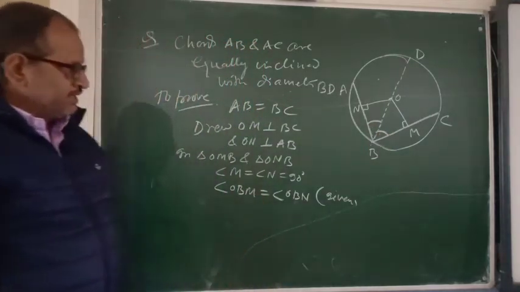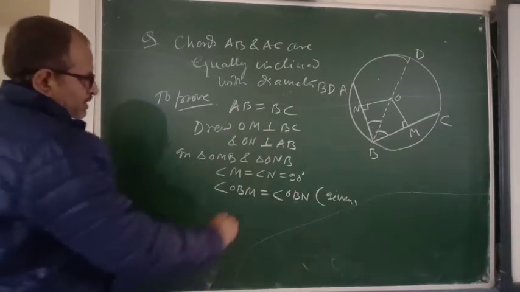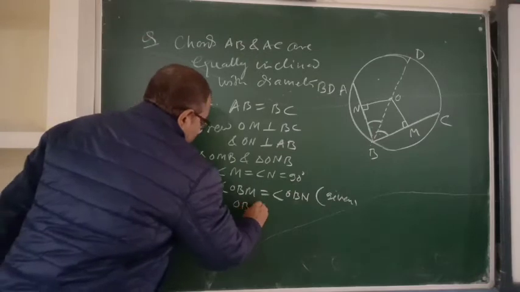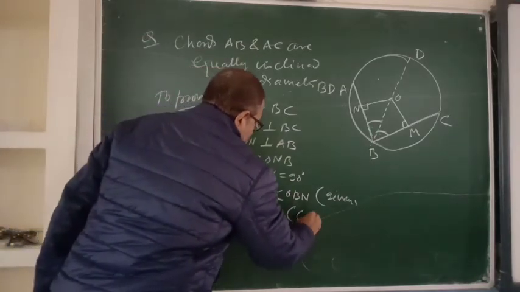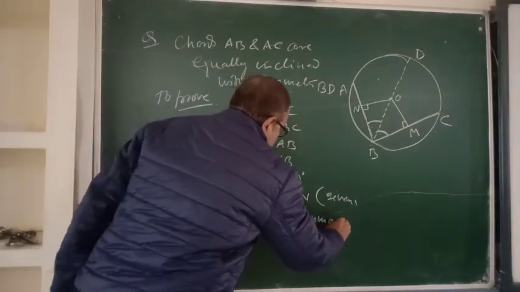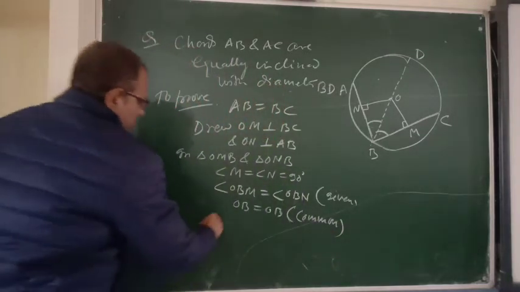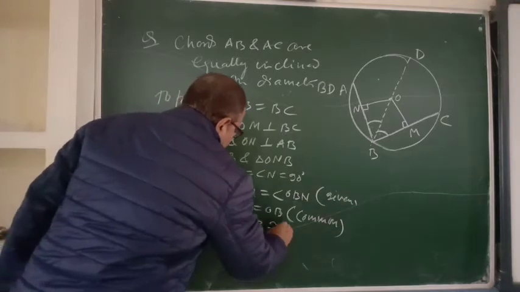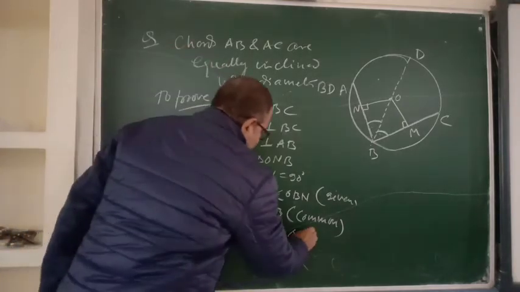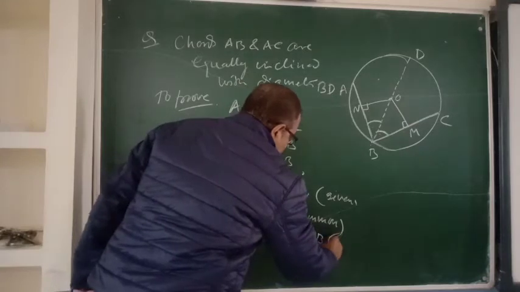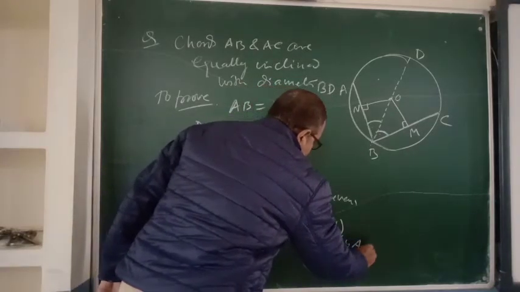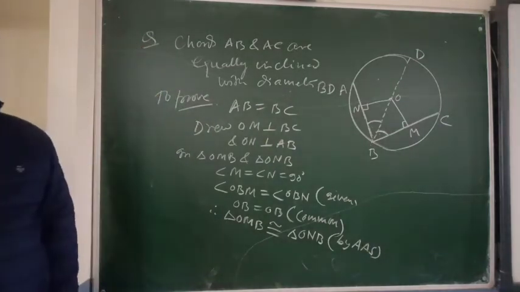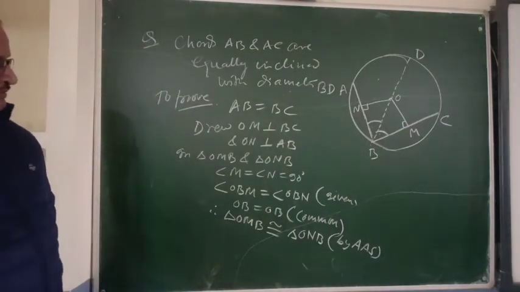So it is given, two angles are equal, and one side OB is common in both. OB is equal to OB, common. So therefore triangle OMB is congruent to triangle ONB. By angle-angle-side congruency, both the triangles are congruent.